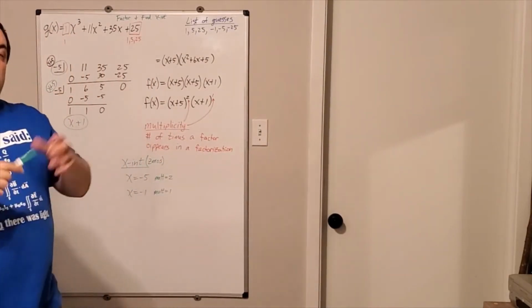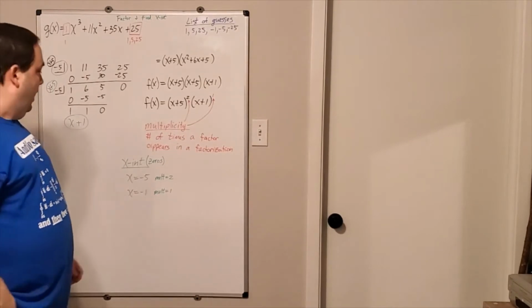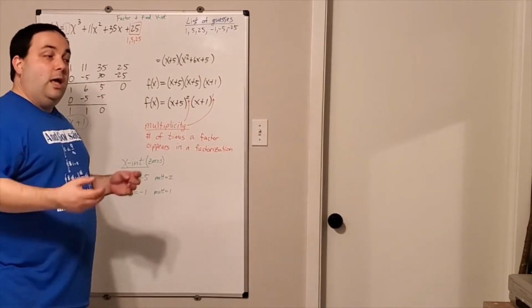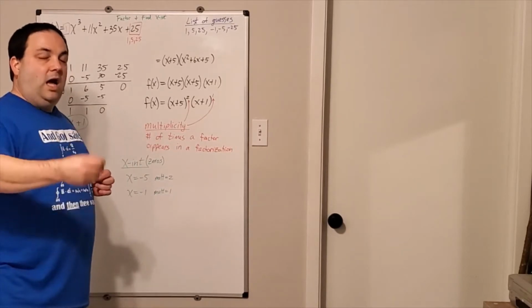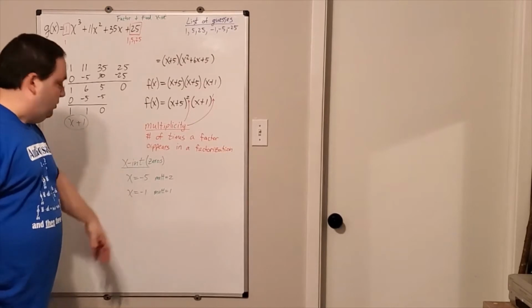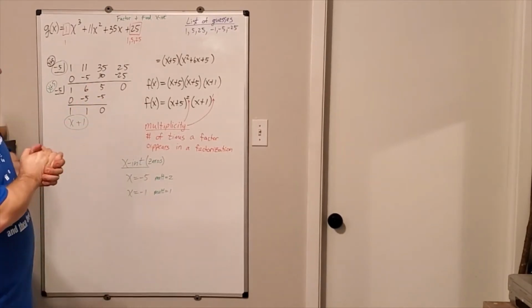Now, if they don't list multiplicities, that just means all of them are 1 probably. Okay? When they start listing multiplicities, it usually implies that one of them probably is higher than 1, like 2 or 3 or 4. Okay? Otherwise, they would just give you the x-intercepts if they didn't have multiple uses. Okay?